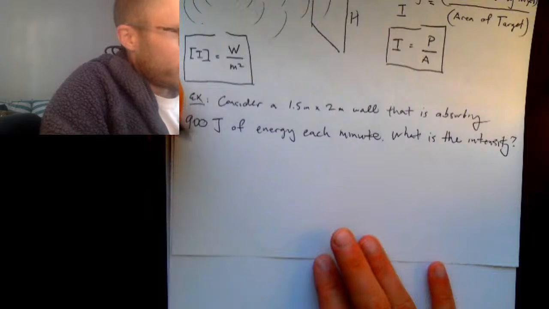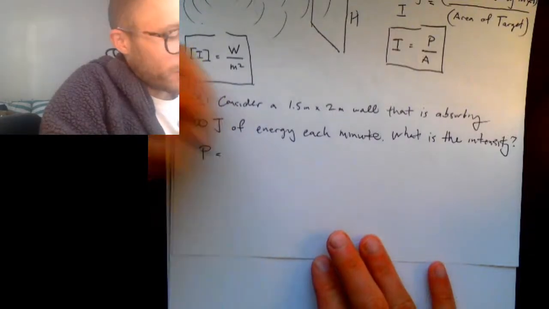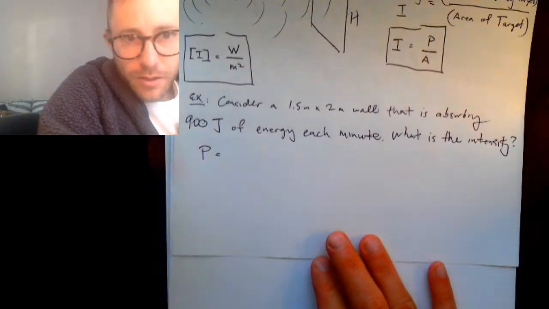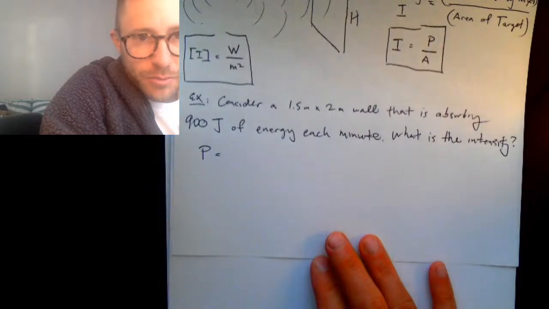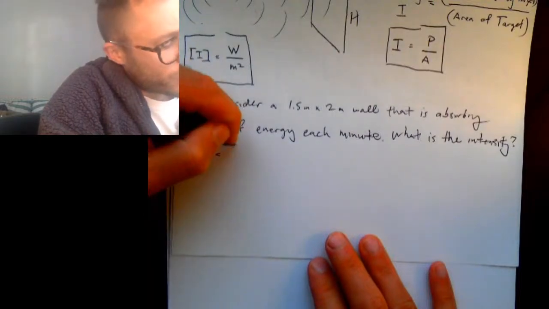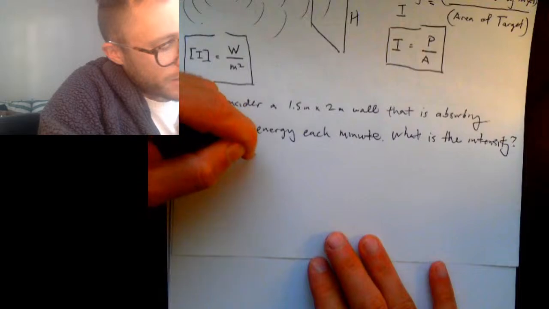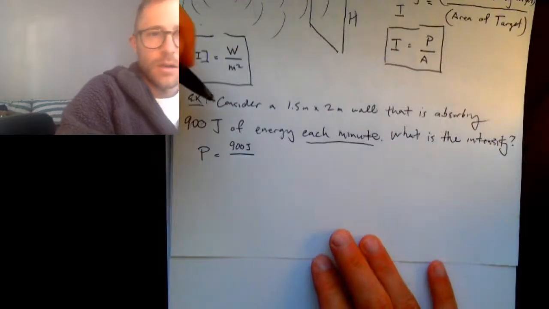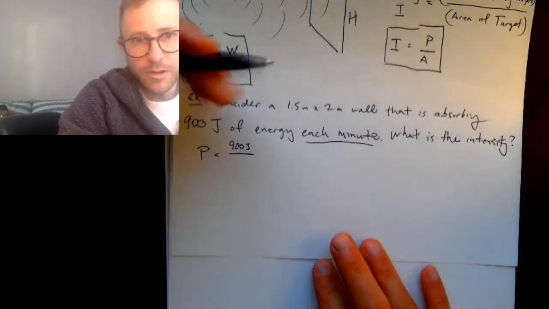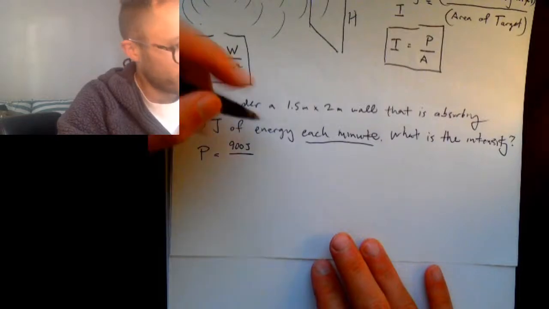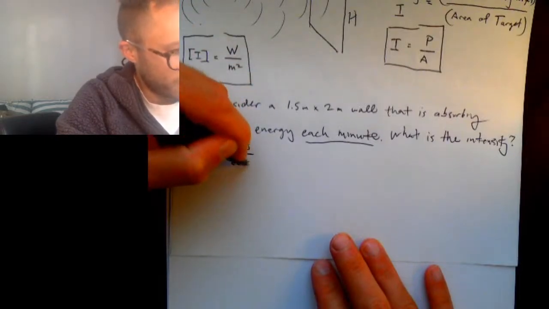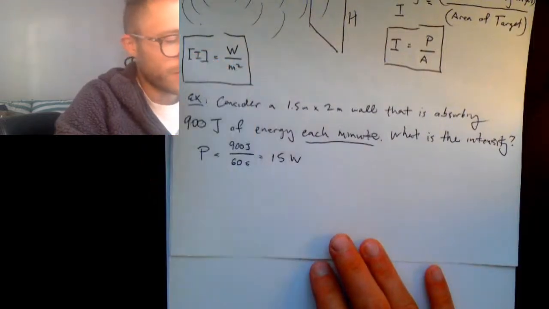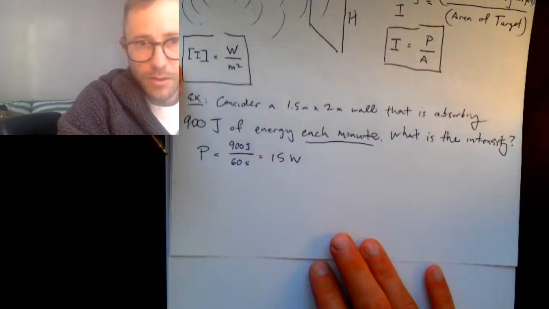Okay, so first let's figure out the power. So the power absorbed, remember, power is not the same thing as energy. It's the rate of energy consumption. So it's energy per time. So we're absorbing 900 joules in 1 minute. Now, one minute is not a standard unit of time, so we want to convert that to seconds instead. And so this gives us 15 watts is the rate of energy absorption. Okay.